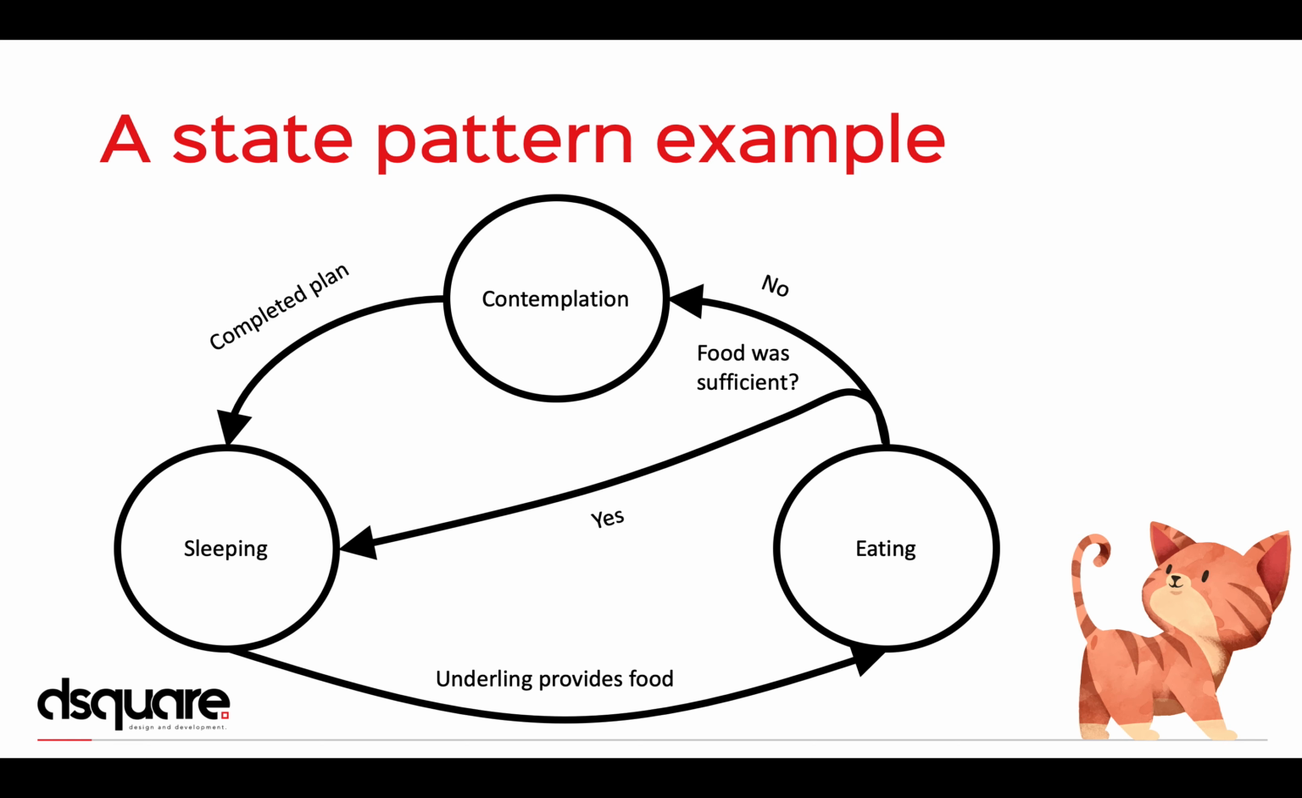Once it has finished eating, if the food was enough, the house cat might traverse back into the sleeping state. If the food was not enough, the house cat might proceed to the contemplation state. Once the house cat has completed his plan for world domination, he will probably revert to the sleeping state.